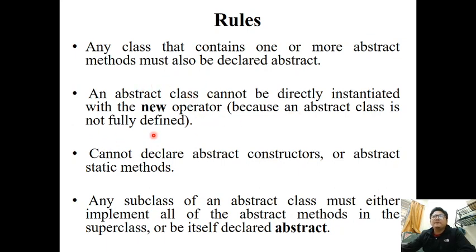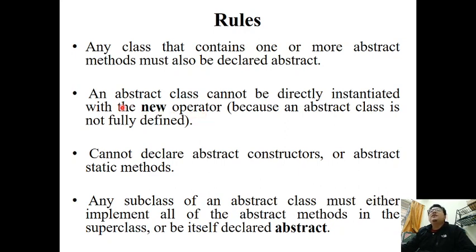It's not fully defined. However, instead of creating the object, you can create the reference variable. Creating the reference variable and creating the object are two different things, right? You create the object with the help of the new operator, and you create the object reference variable without the new operator. And when you use the new operator, it allocates the memory.